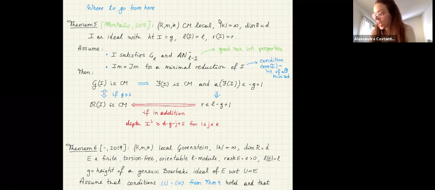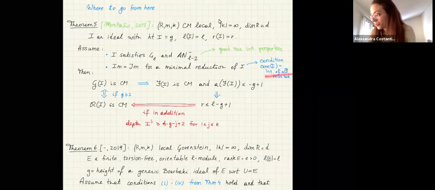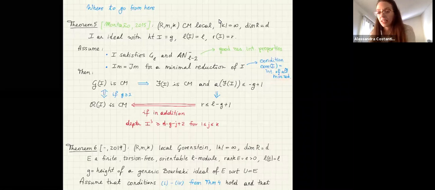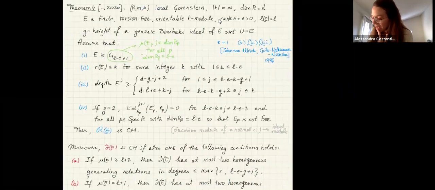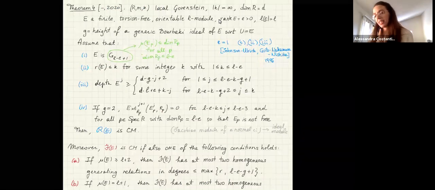The problem is that in general, the core, which is the intersection of all minimal reductions, is an infinite intersection of ideals, so it's very hard to calculate. What they show is that under suitable assumptions on the residual intersection of the ideal, the core is a finite intersection. And when the reduction number is bounded, they use a result of Johnson and Ulrich on the Cohen-Macaulayness of the Rees algebra to prove a formula for the core. So that's what's missing in this case.